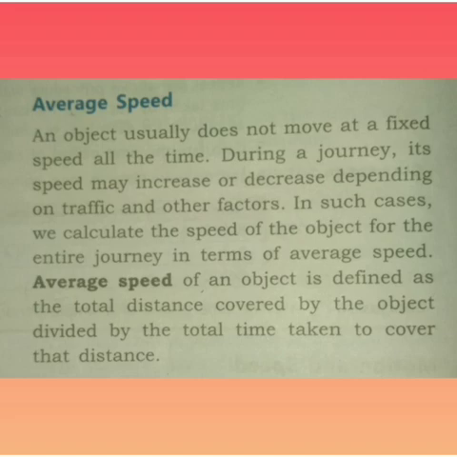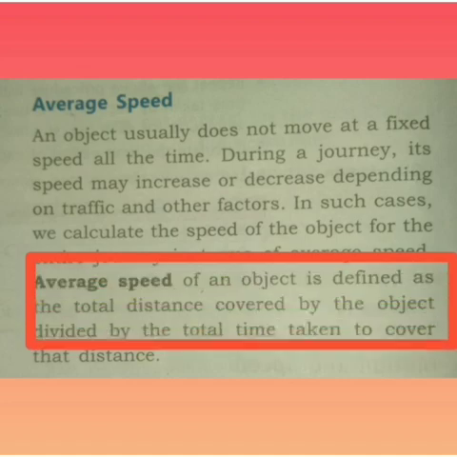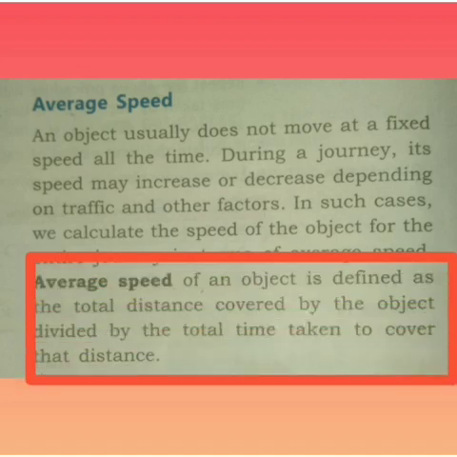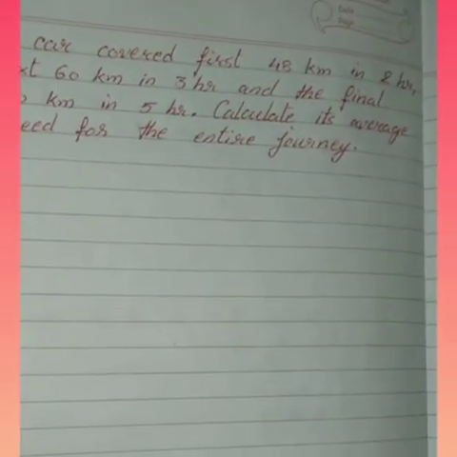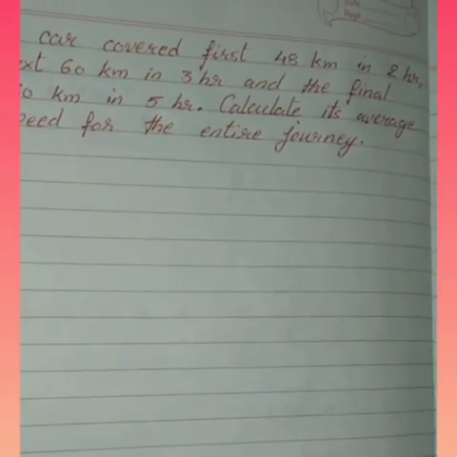So, in these circumstances or in such cases, we calculate the speed of the object for the entire journey in terms of average speed. Now, what is average speed? So, average speed of an object is defined as the total distance covered by the object divided by the total time taken to cover that distance. Let's take an example to calculate the average speed.